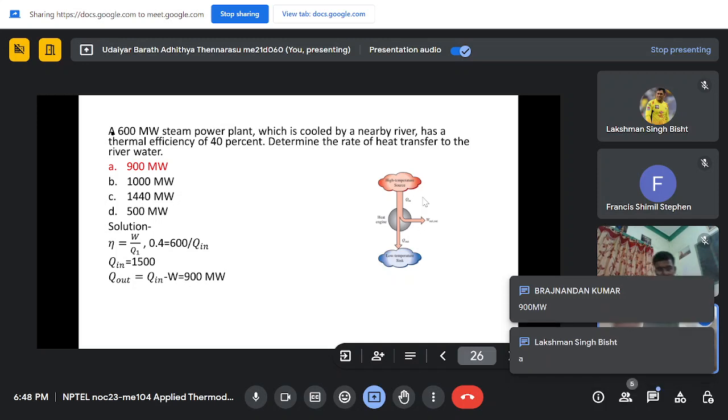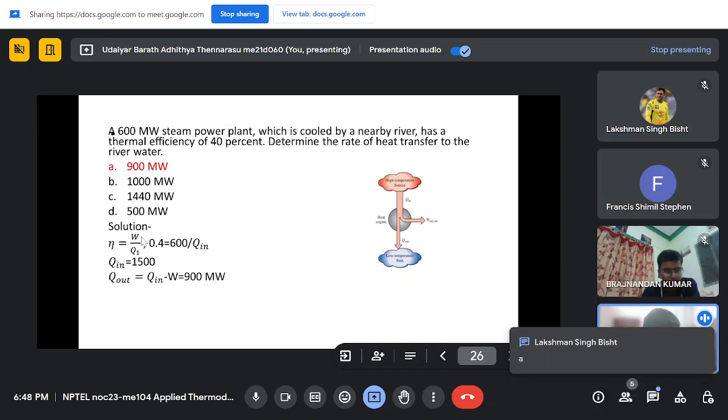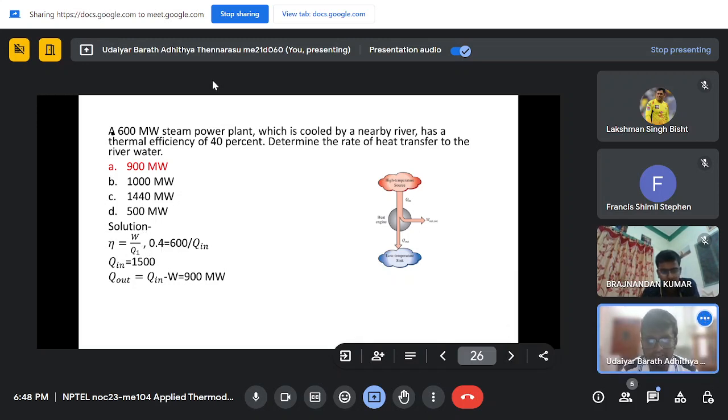If you see the solution, the thermal efficiency is defined as the work you obtain to the heat which you supply. So it is W by Q1, where Q1 is the heat supplied to the heat engine. Here we know the thermal efficiency, which is 40%, and we also know the work you get from the steam power plant, which is 600 megawatts. You just substitute in, and you can get the amount of energy which you are supplying to the steam power plant.